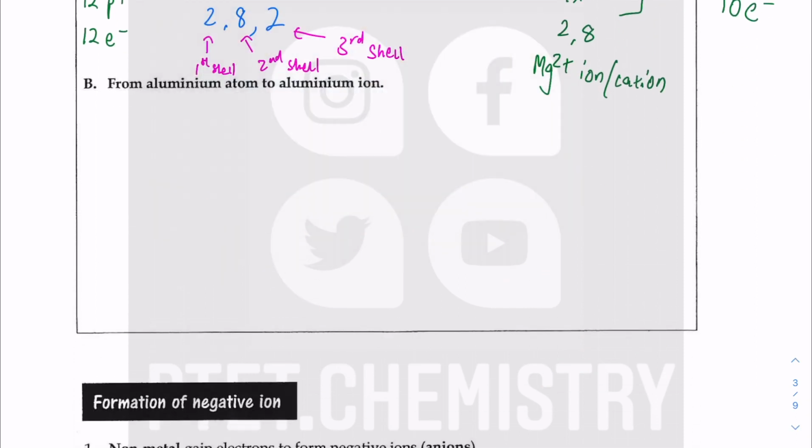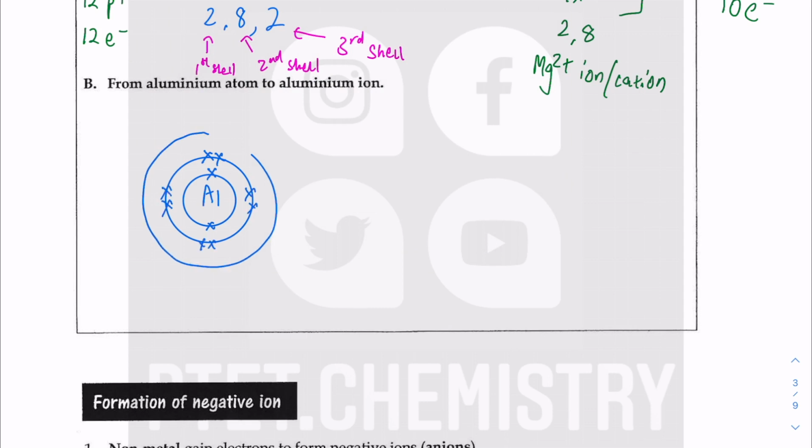So aluminum has the same shells as magnesium. I'll have 2, and then 8 in the second shell, and then 3 in the third shell, because aluminum is a period 3 element. Period 3 elements would mean 1, 2, and 3 shells being filled with electrons. It's a group 3 element. Group 3 elements means there are 3 valence electrons, 1, 2, and 3.